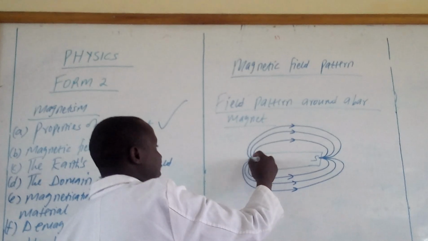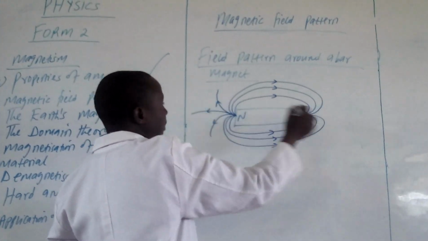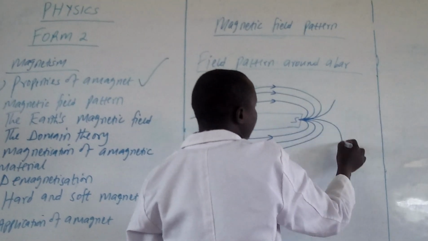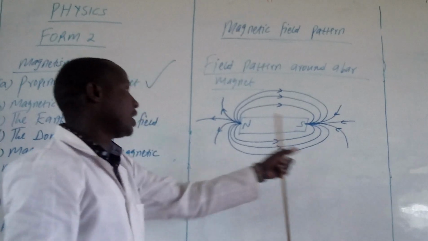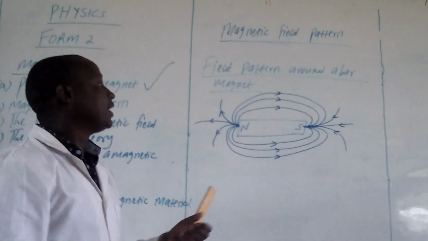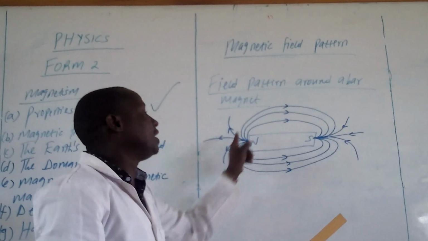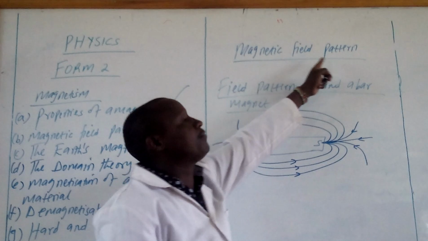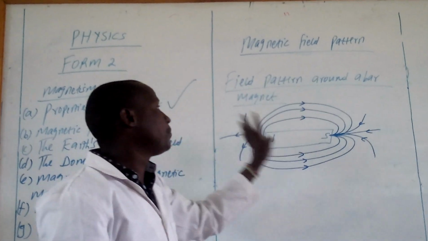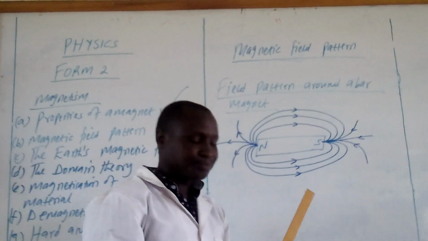Okay, so then we will find that we have some magnetic field lines like this. We have some magnetic field lines which are towards the south and away from the north. When you check this, there is a pattern which is formed here. These lines form a certain pattern. That's why we call it the magnetic field pattern. So this is the magnetic field pattern around a bar magnet.